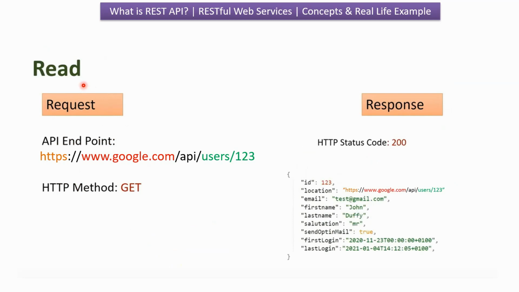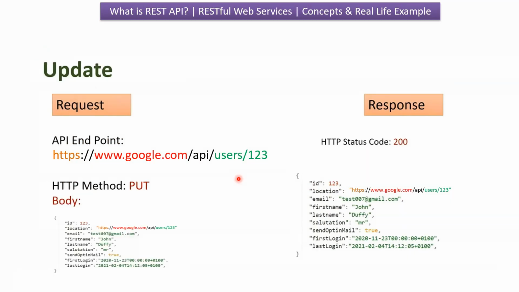Suppose we want to get the user resource whose ID is 123. Then the API endpoint will be like this, and the HTTP method should be get. In the body of the request, we do not need to send any payload. Once the server receives the request, it will process it and send the user resource which has ID 123, and along with that, it will send HTTP status code 200.